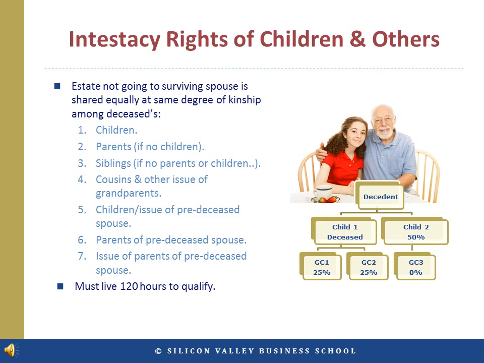The administrator obviously looks far and wide for kin of the deceased, but doesn't want to pay out to a person that's already died. If the individual hasn't survived for 5 days, 120 hours, after the death of the deceased, that individual fails to qualify and does not take under the intestacy rules.